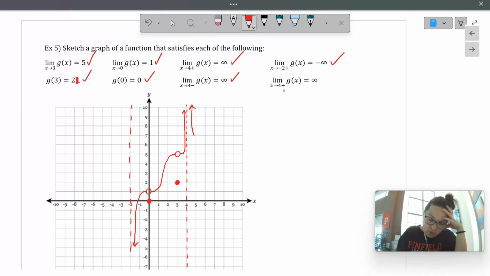And let's see, 4 from the right. Well, I already did that one. That shouldn't have been there twice, so just cross it off. All right, I made a mistake in the notes. Just cross that one off, it's fine.